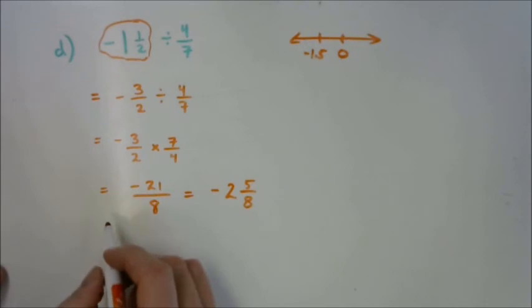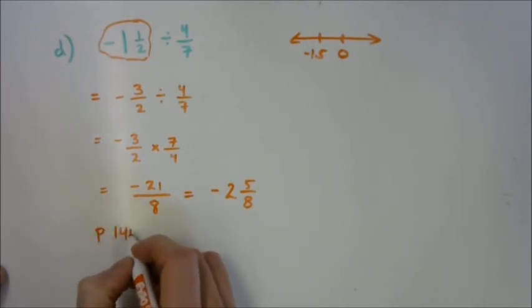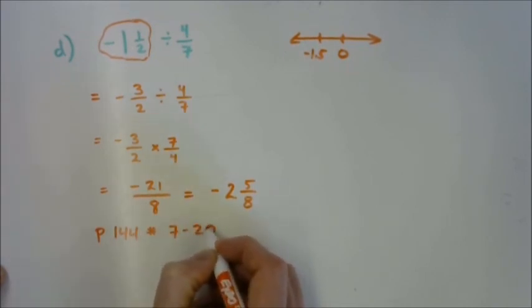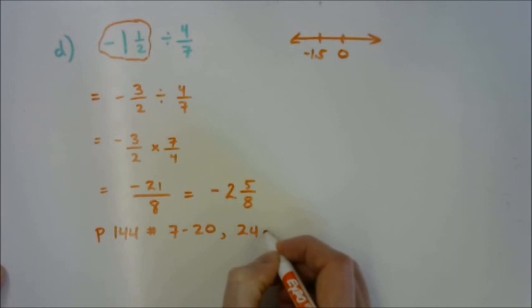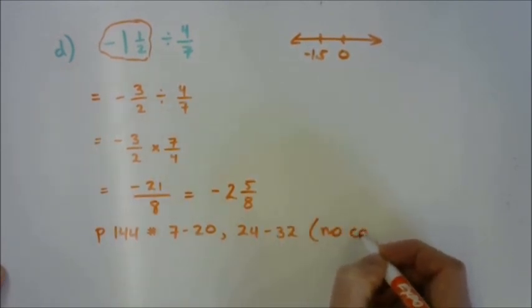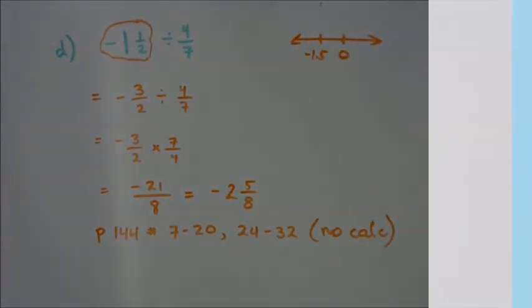Okay, your practice problems for dividing rational numbers are found on page 144, number 7 through 20, and then 24 through 32, and there's a reminder there that you should be able to do this without a calculator. No calculator. What are you doing there, reciprocal?